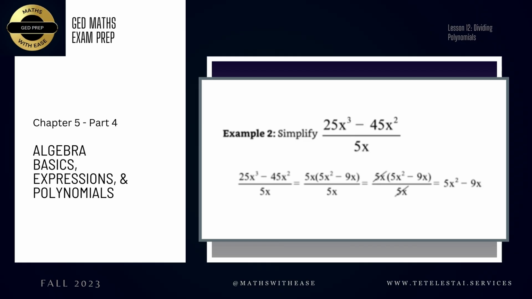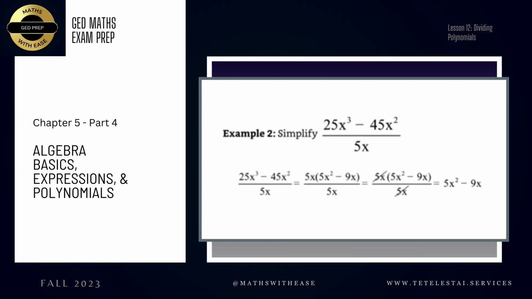If you wanted to check your answer, you could, let's say that x is 1, right? So that means that everywhere we see x, we're going to plug in 1. So 25 times 1 cubed is 25. 45 times 1 squared is 45. 25 minus 45 is negative 20, okay? Negative 20 divided by 5 is negative 4.